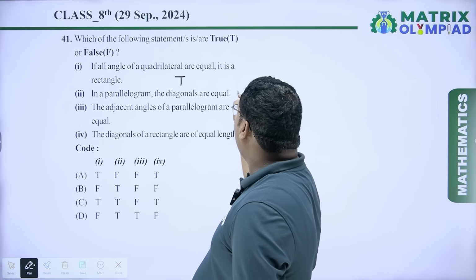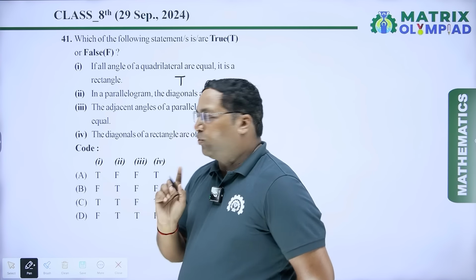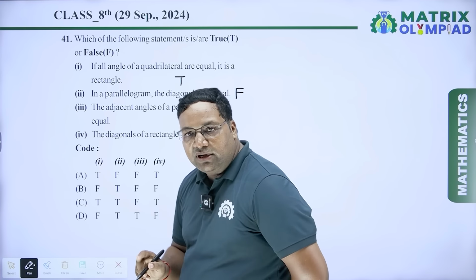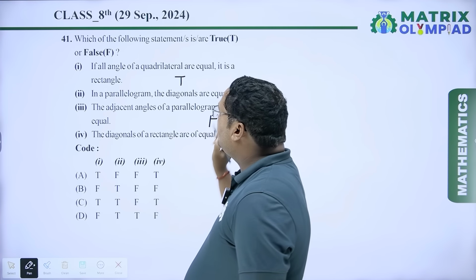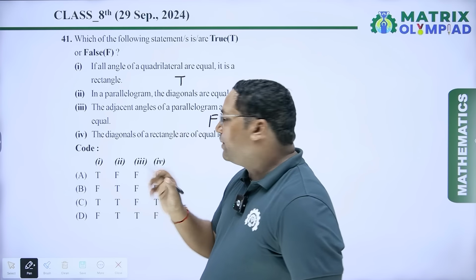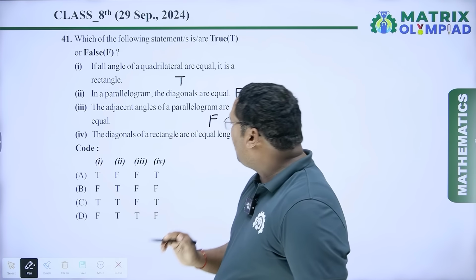It is a false statement, because in a parallelogram, diagonals are not equal. Next statement: the adjacent angles of a parallelogram are equal. It is also a false statement, because the adjacent angles of a parallelogram add up to 180 degrees. They are supplementary angles. Next statement: the diagonals of a rectangle are of equal length.